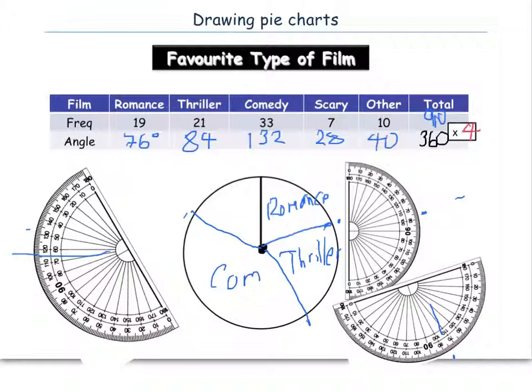And finally, do exactly the same for the last sections, and you'll find that you get something which will look like this. It's not exactly right, and label those scary and other.